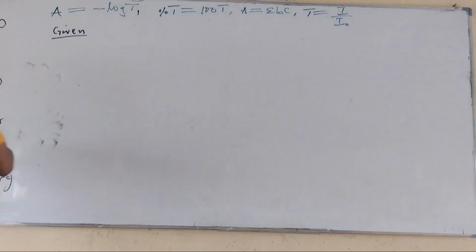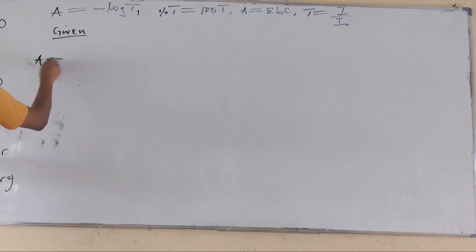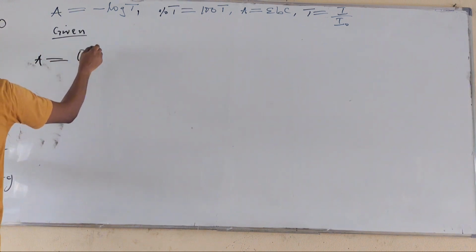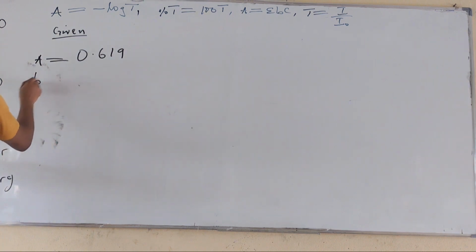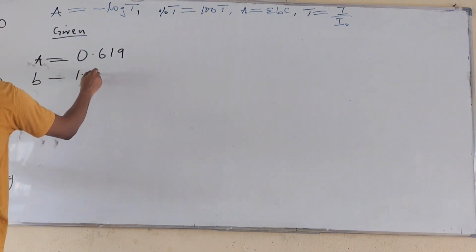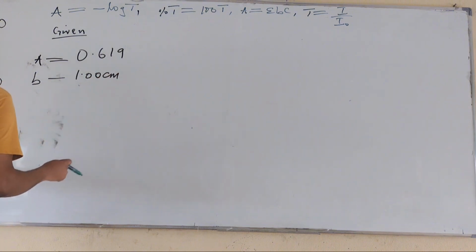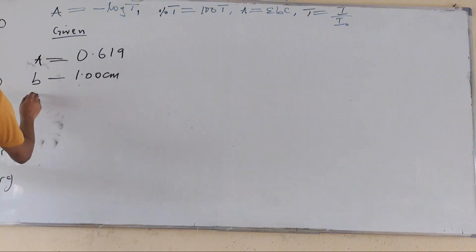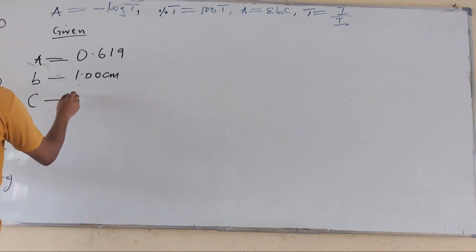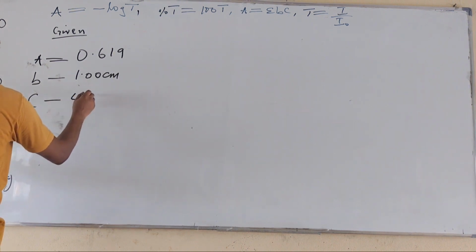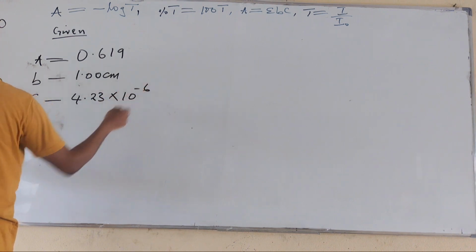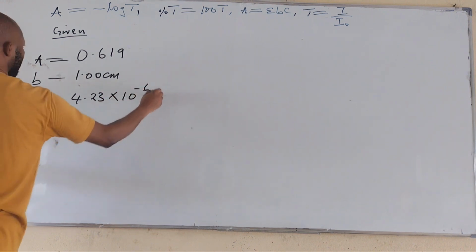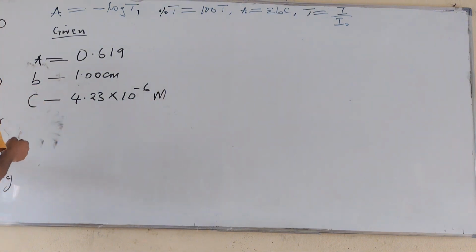Okay. The absorbance is 0.619. The path length is 1.00 cm. And the concentration is 4.23 times 10 raised to the power minus 6. Let's say, what is the molar absorptivity?